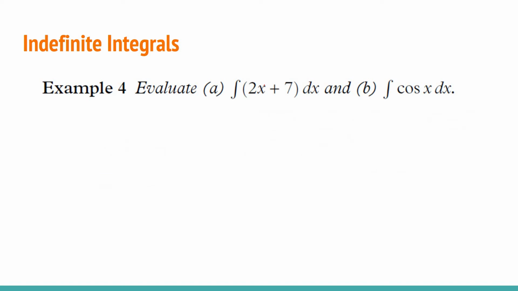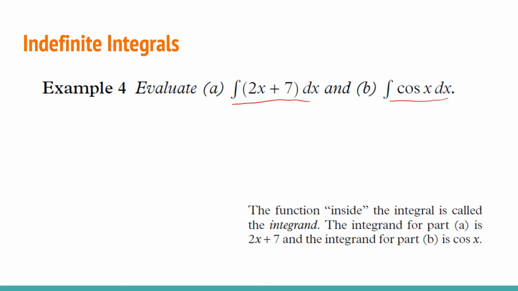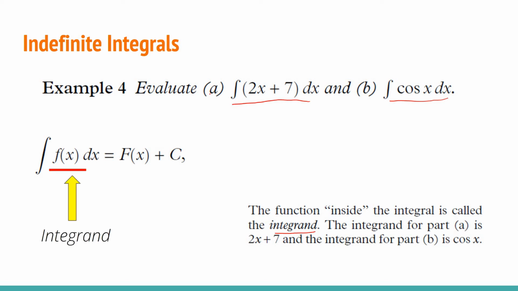Example 4, evaluate a, the integral of 2x plus 7 dx, and b, the integral of cosine x dx. Okay, the function inside the integral is called the integrand. So in letter A, the integrand is 2x plus 7, and the integrand for letter B is cosine x.